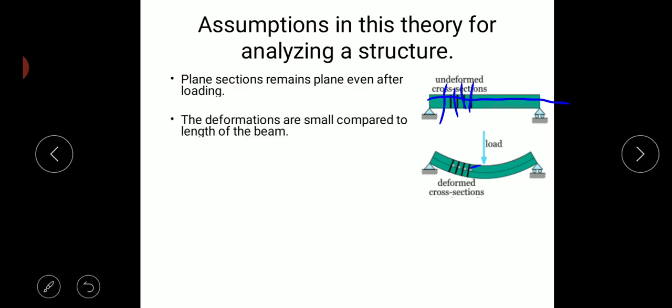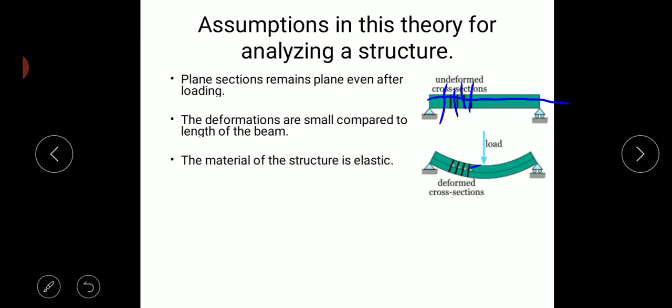The second important assumption is that the deformations are very small compared to the length of the beam. Suppose I consider the beam length in terms of meters, the deformation should not be in terms of meters; it will be a very small unit, that is in mm. So deformation is very small compared to the length of the beam. What happens if it is more? It leads to the failure of the structure.